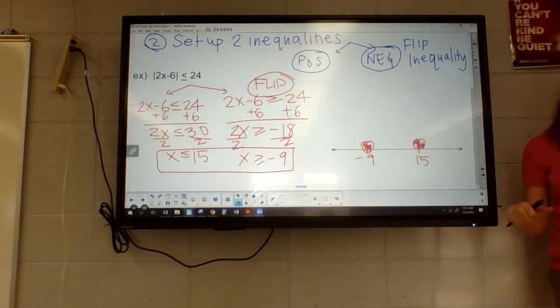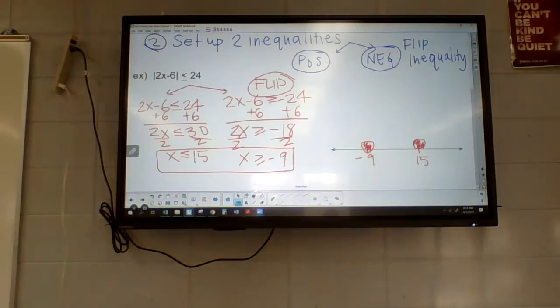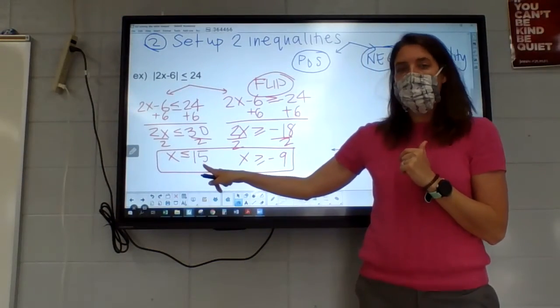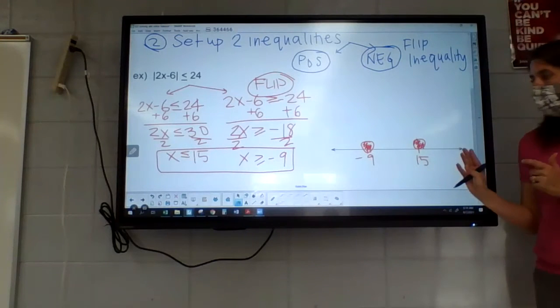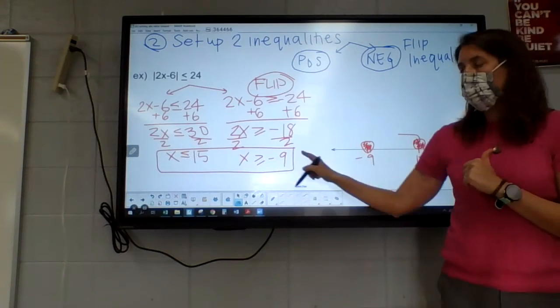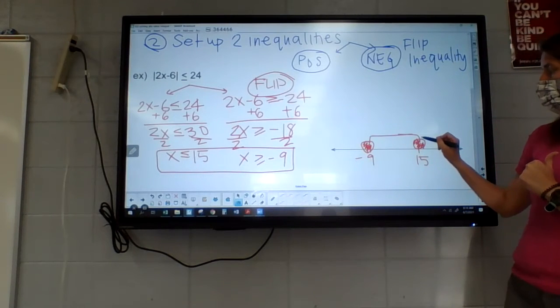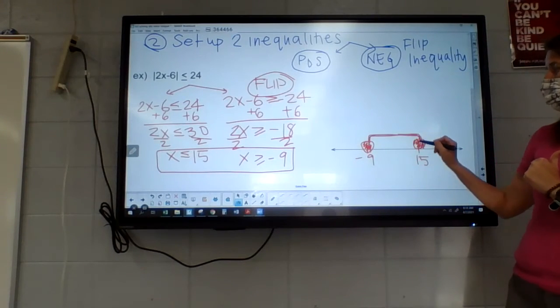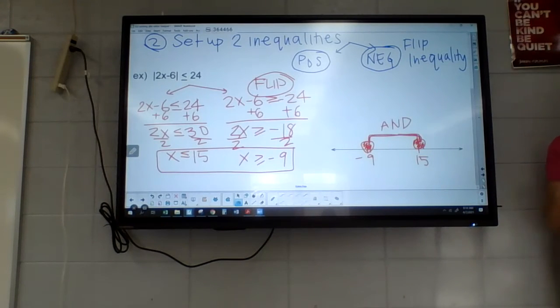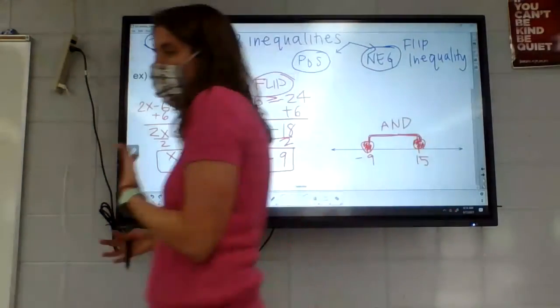But now we have to decide, is it going to be like the oars of a boat, or is it going to come together? x is less than or equal to 15, so less is to the left, but it's greater than negative 9. So this one ends up coming together. This actually ends up being an and inequality. It's going to be in between these two. It's going to be bigger than negative 9, but less than 15, and obviously can equal that.